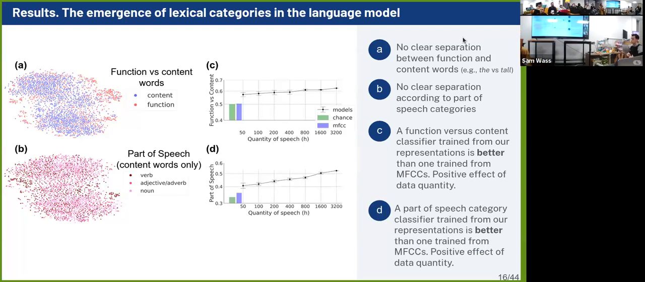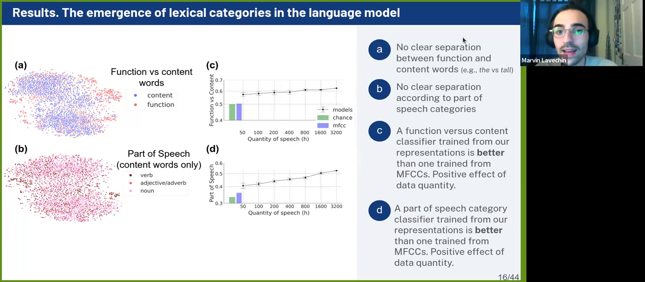So about the linear probes, although t-SNE does not reveal any separation, it seems that the learned representations contain information about function versus content words and part-of-speech categories, although the accuracy of the linear probe is not really high. One important piece of information is that in both cases, we observe a positive effect of data quantity. The more data the model receives, the more information about lexical categories it contains. So the model builds up lexical knowledge, let's say.